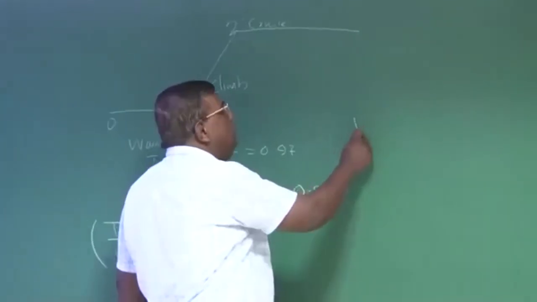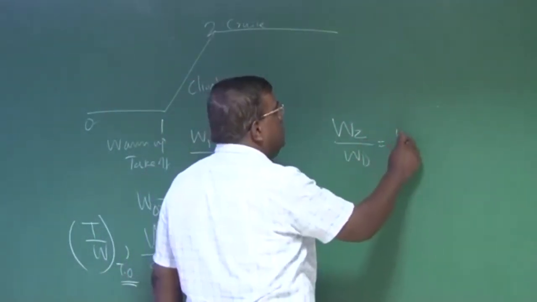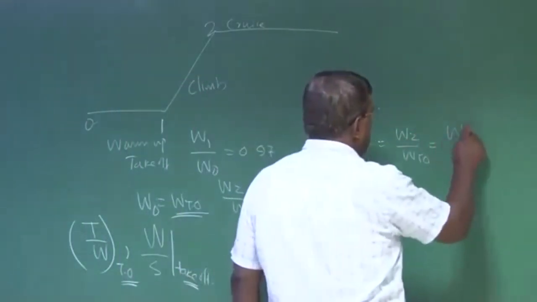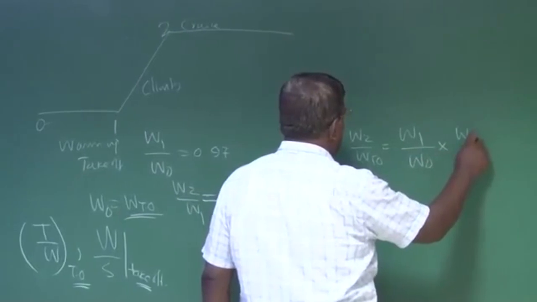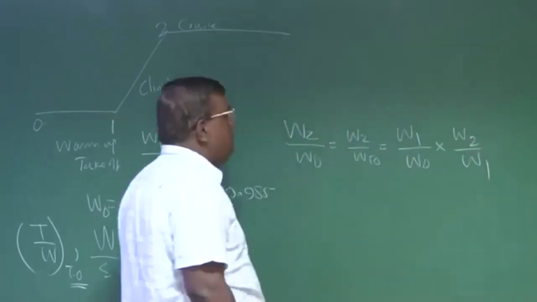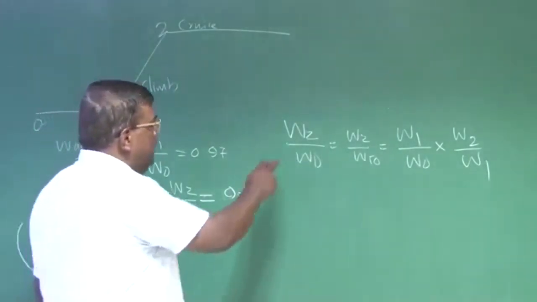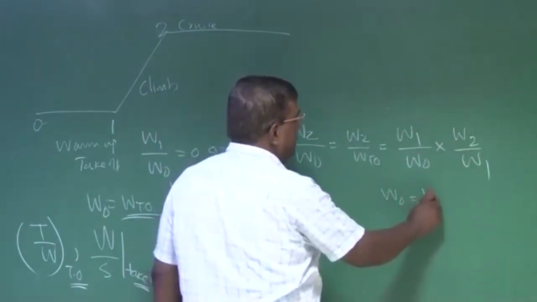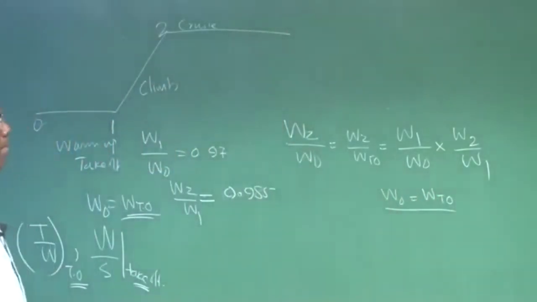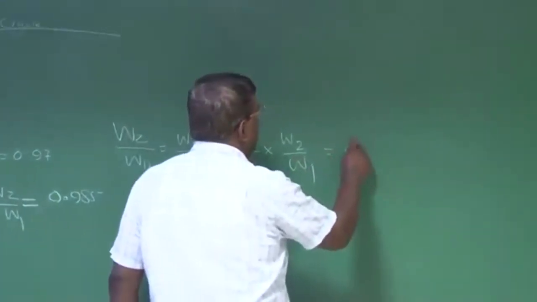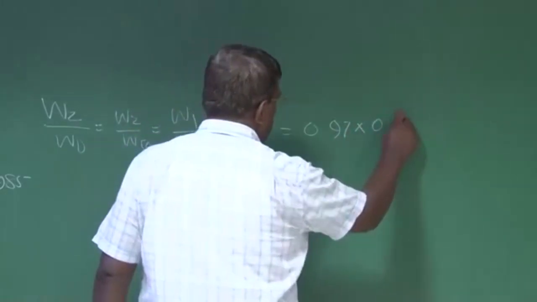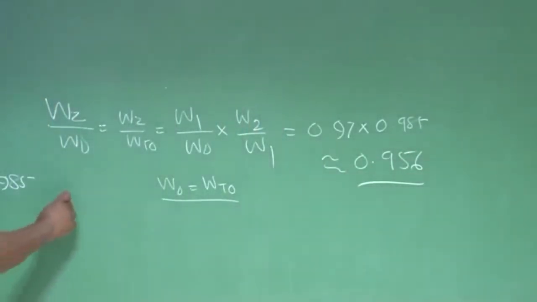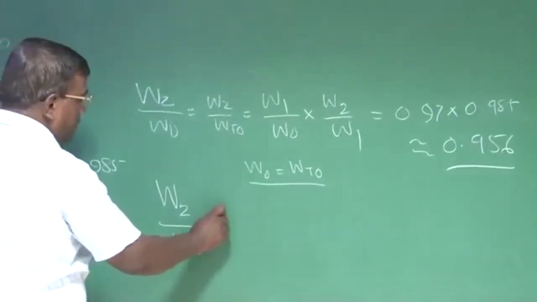But if I want to know what is W2 by W0, which is equal to W2 by W takeoff, that will be simply W1 by W0 into W2 by W1. Repeat, W2 by W takeoff or W0, they are same. It will be W1 by W0 into W2 by W1, because please keep in mind W0 and W takeoff are same. And if I do this, this will give me 0.97 multiplied by 0.985, and that may be approximately 0.956. Please check yourself. What is the message? Message is W2 by W0 is 0.956.